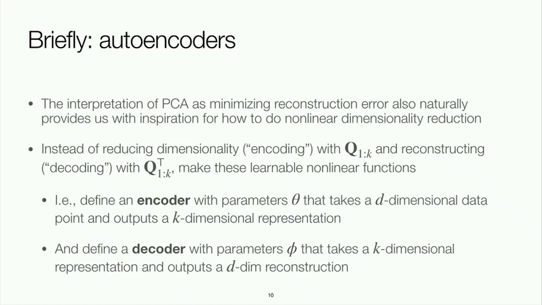Similarly, define a decoder. We're going to also give it some parameters. We're going to call those parameters phi to distinguish them from theta. And this decoder takes a k-dimensional representation and outputs a d-dimensional reconstruction. Okay, so its best attempt at reconstructing what the original data point was. So these things, like I said, we could define them as these nonlinear functions. We haven't really talked all that much about nonlinear functions, but we will in a lot more detail once we start talking about neural networks, which is next week. Yes.